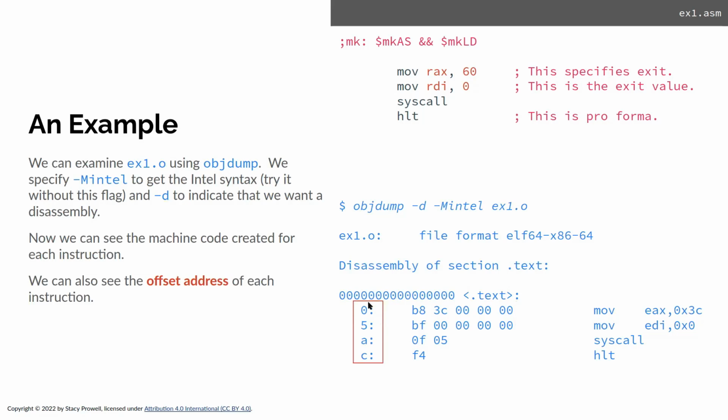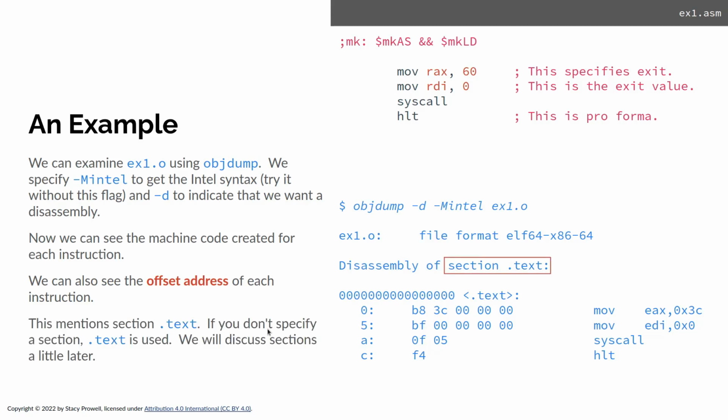It gives you an offset for each of these. So this is location 0 in the text segment. 1, 2, 3, 4, 5, 6, 7, 8, 9, A, B, C. So there you go. And you use an offset in hex. By default, almost all these tools are going to dump out stuff in hex. They won't always tell you it's hex. We see that this is in something called the .text section. If you don't specify the section, text is used. We'll talk about sections a little bit later on in this class.